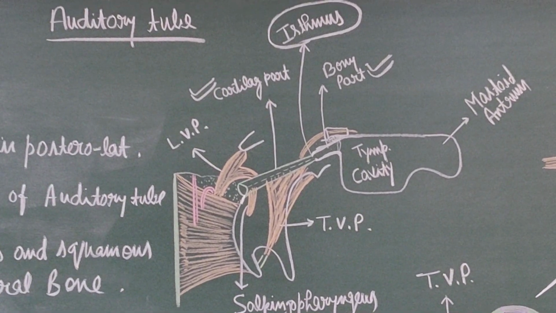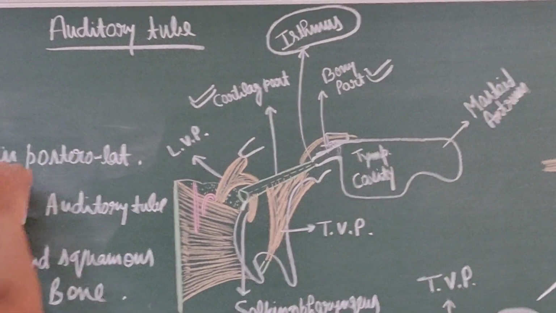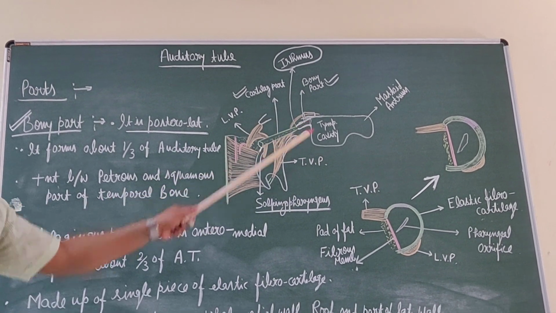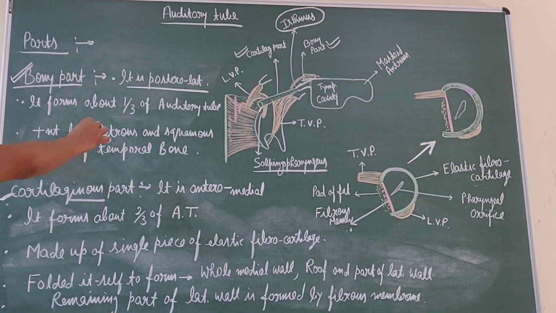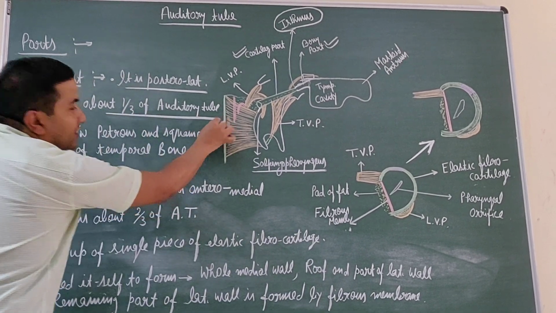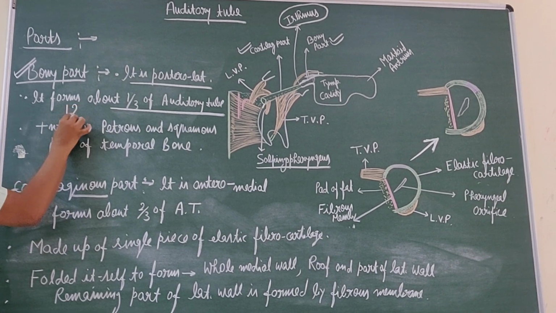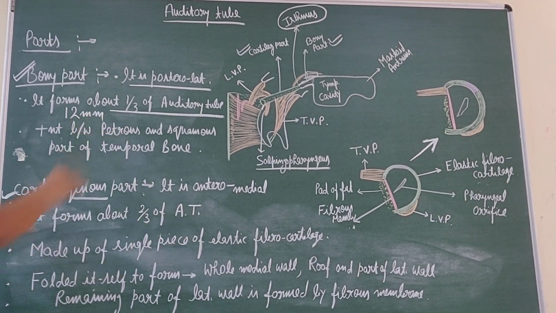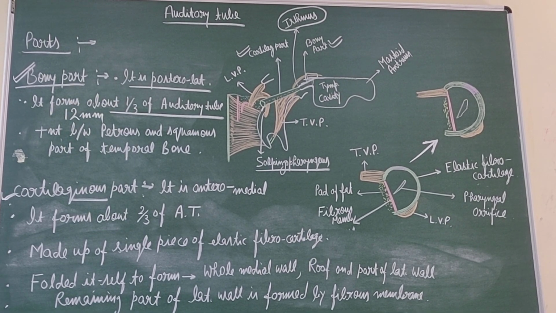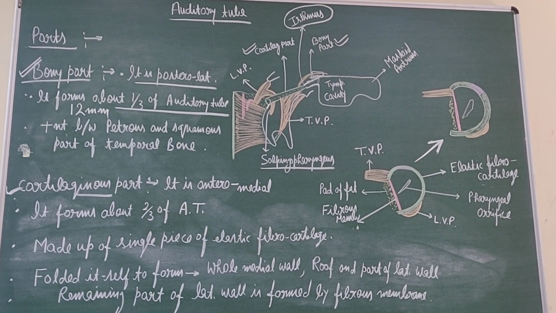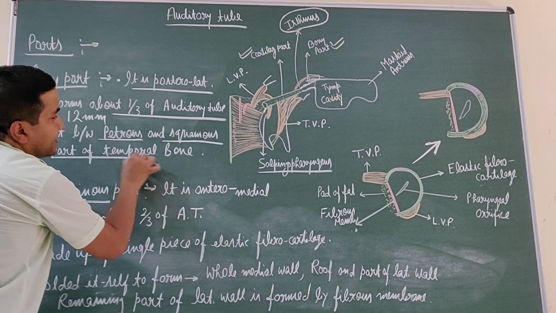Now if you see the bony part, it is present posterolaterally. And it forms about 1/3 part of the auditory tube. Means its length is about 12 millimeter. This bony part forms 1/3 of the auditory tube. And this bony part is present between the petrous and the squamous part of the temporal bone.